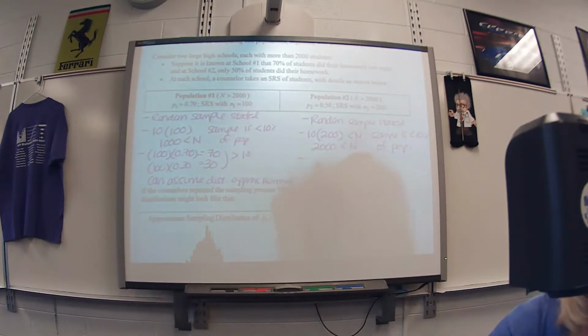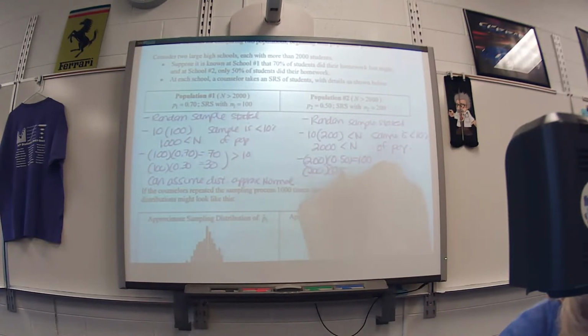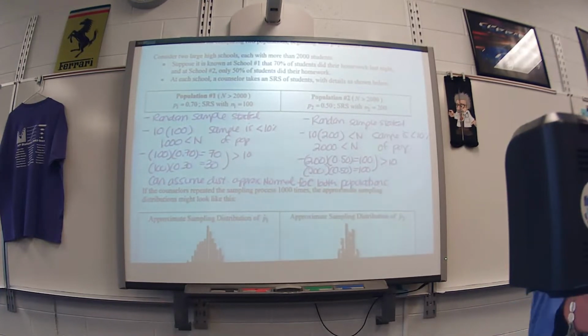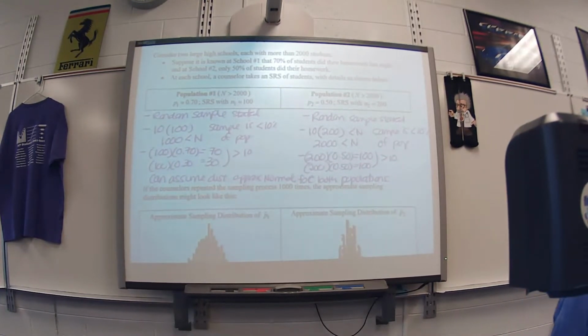So my normal condition, n times p, well, that's 100, which means the other one's going to also be 100. Greater than 10. So here, we can assume the distribution is approximately normal for both populations. There we go. Now we can do that in like one sentence. Just make sure you're showing the work by explaining for both. It's just time consuming, right?